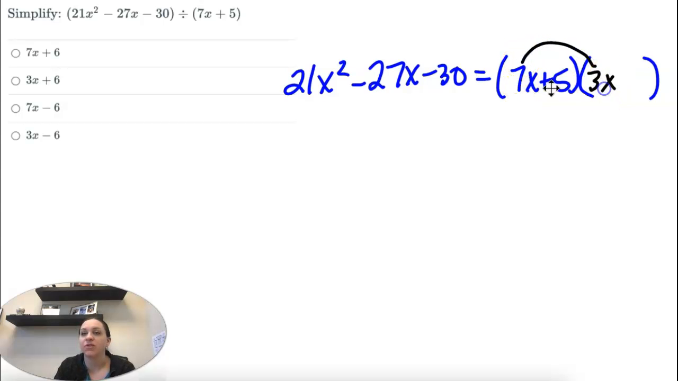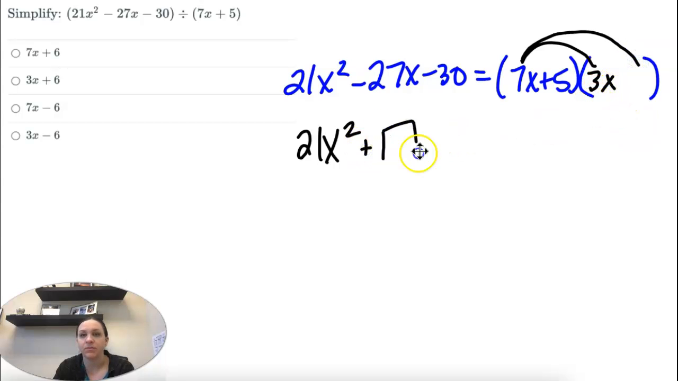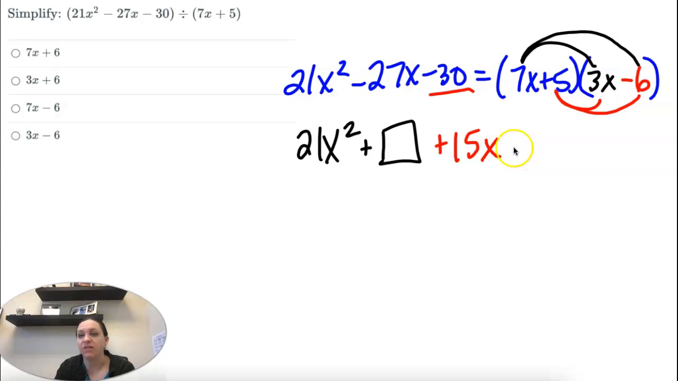7x times 3x is 21x squared. I don't know what that is. I'm going to skip it. But 5 times 3 is 15x, and then 5 times negative 6 is negative 30. So I need negative 30. That's why I picked negative 6. Okay, now I can go back to the one I skipped. 7 times negative 6 is negative 42x.